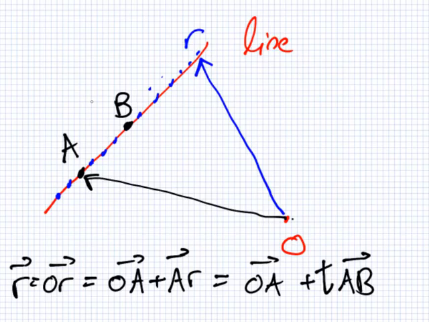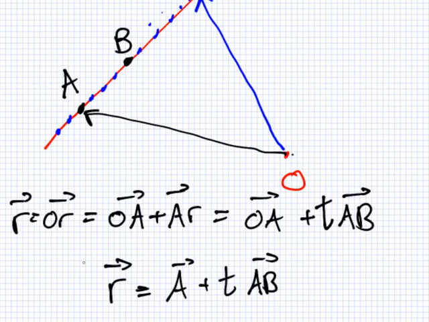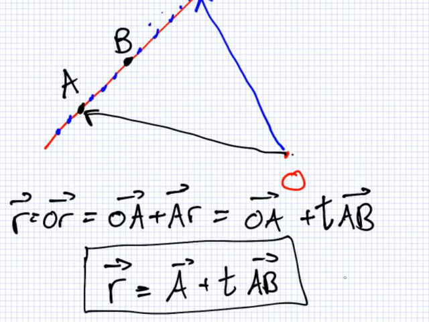So different values of T will draw different vector lines. But what do they all have in common? They all point to the line. So this is actually our first formula. The equation of the line as a vector is R equals A plus T AB. And this, I'm telling you right now, the last time I checked, is not in the formula book. So, you got that?